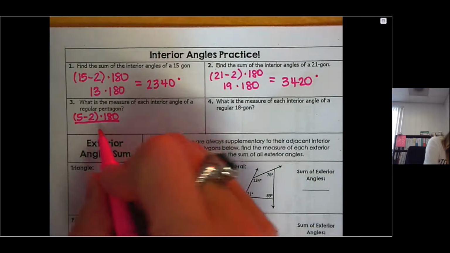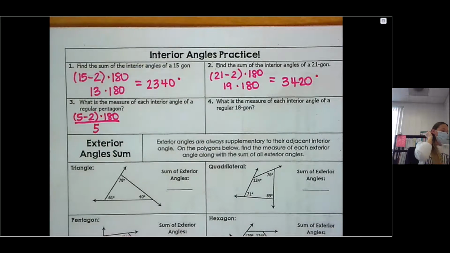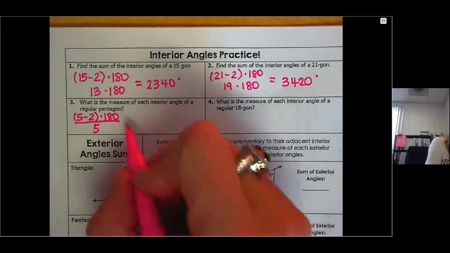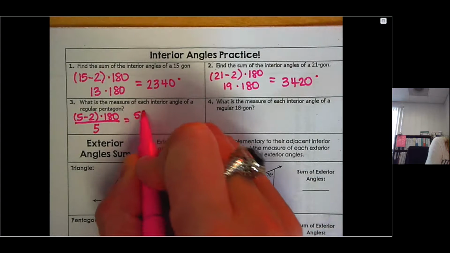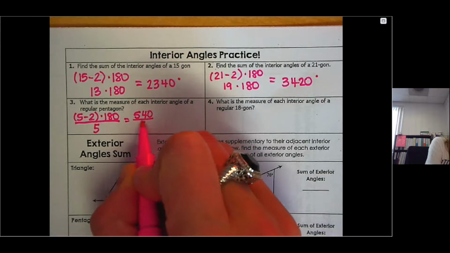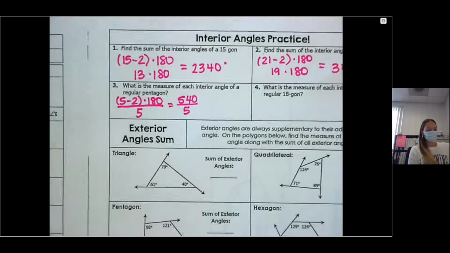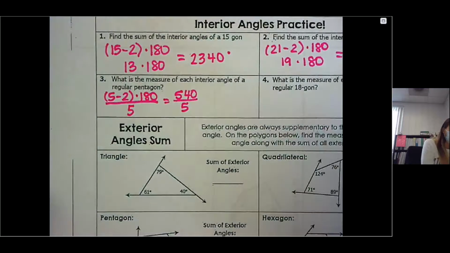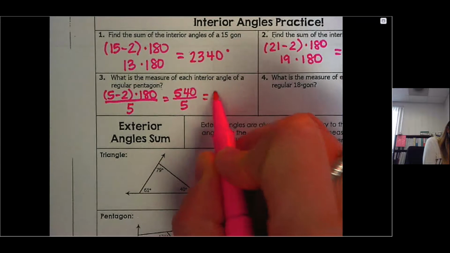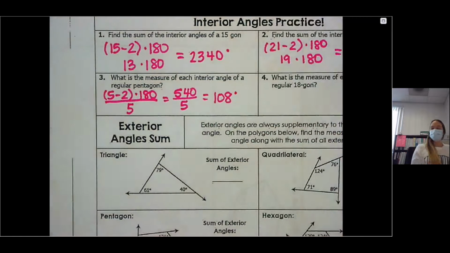5. So you're going to do 3 times 180. What's 3 times 180? It's already on your sheet. 540. And you're going to take 540 and divide it by 5. That's going to tell you what each individual angle is. What's 540 divided by 5? 108 degrees. Boom, you're done. Easy peasy. Try number 4.